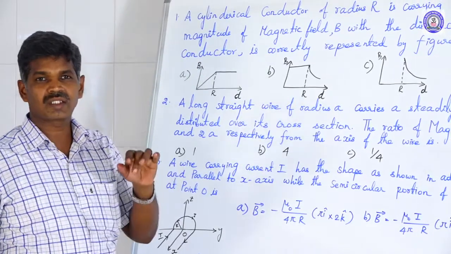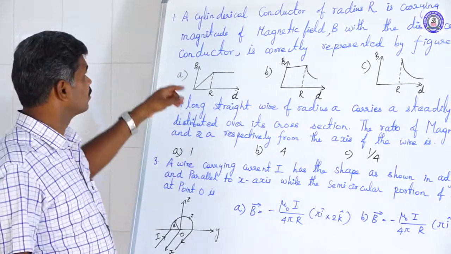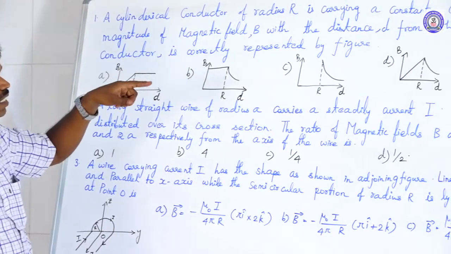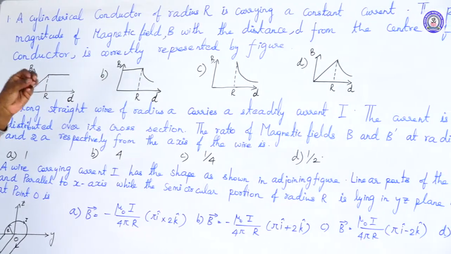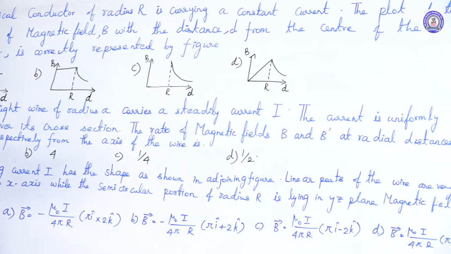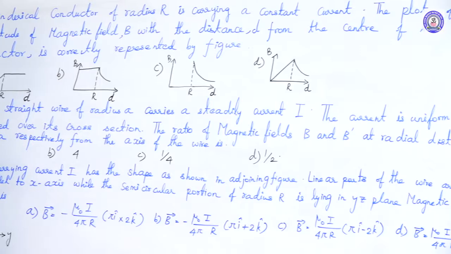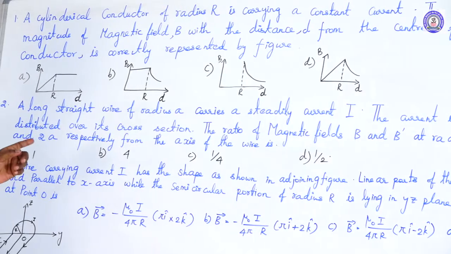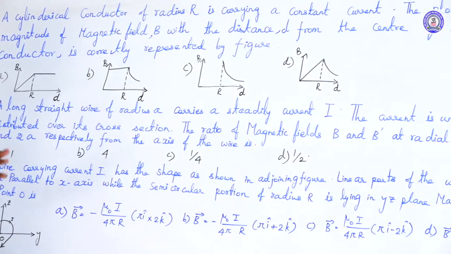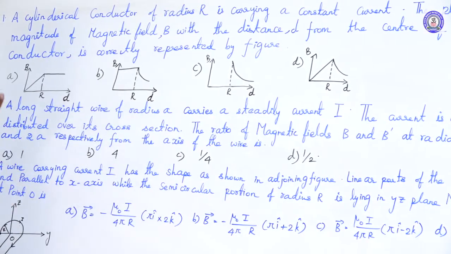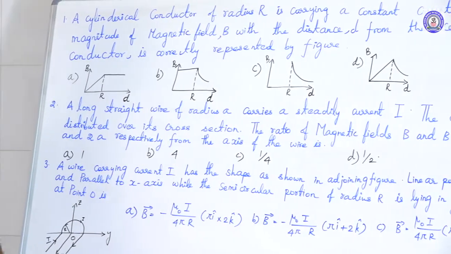Next, we are going to see the problems. First problem: a cylindrical conductor of radius r is carrying a constant current. That constant current can be considered as I ampere. The plot of the magnitude of the magnetic field B with the distance d from the center of the conductor is correctly represented by which figure? Which figure is suitable?